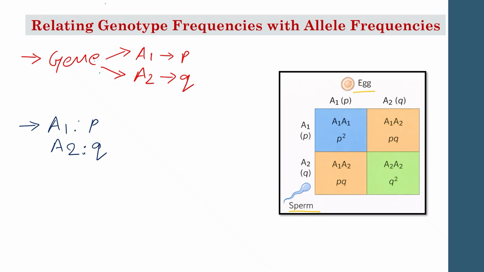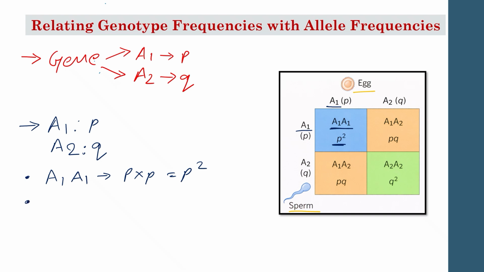So what will be the probability of the different genotypes? We will consider three cases. The first one is the A1 homozygous genotype. For this, both gametes must carry the A1 allele, so the probability will be p into p, that is p squared. If the sperm carries the A1 allele and the egg also carries the A1 allele, they will unite and form an A1 homozygous genotype, and their probability will be p squared.